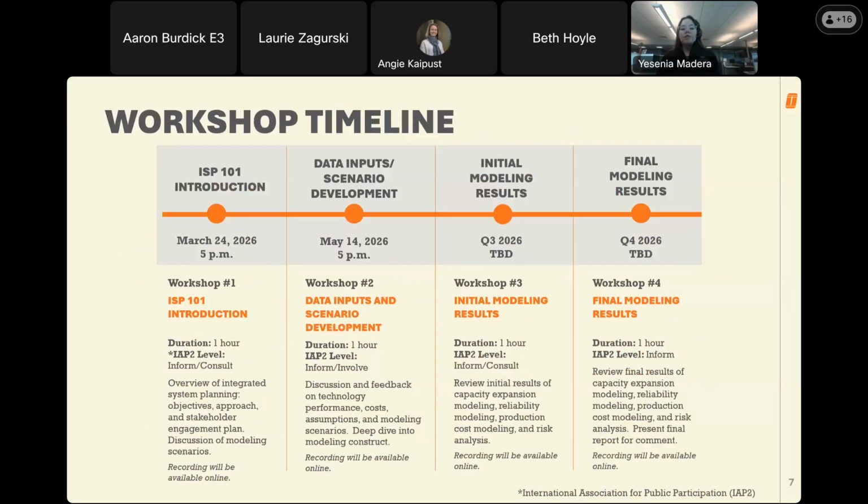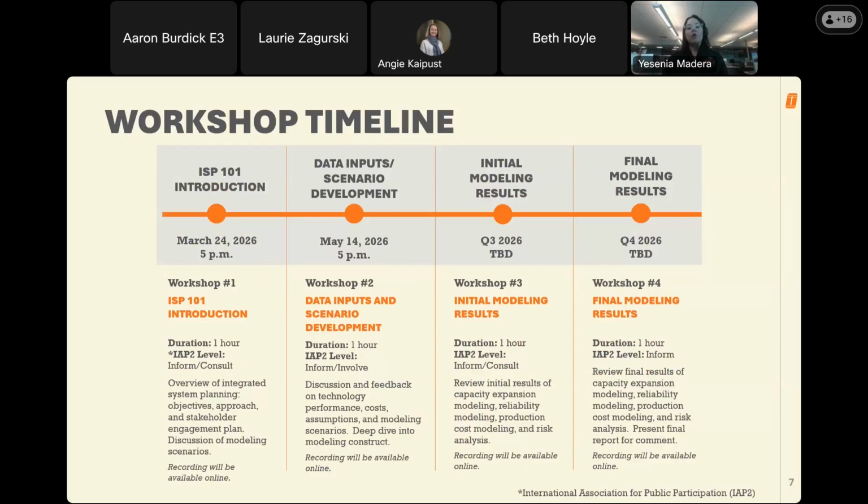The input you give us from workshop 1 will be used to simulate future scenarios in workshop 2. So there will be a deadline for your feedback, and we'll share that at the end. But your involvement does not stop after the first workshop.